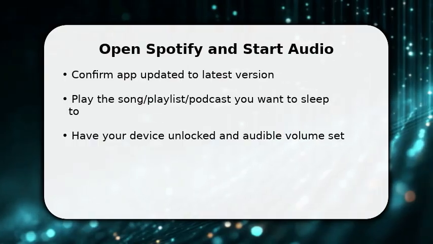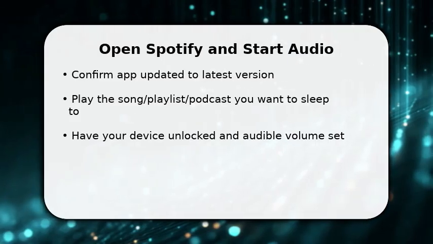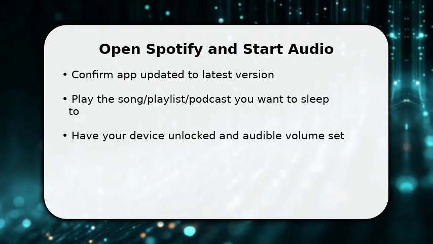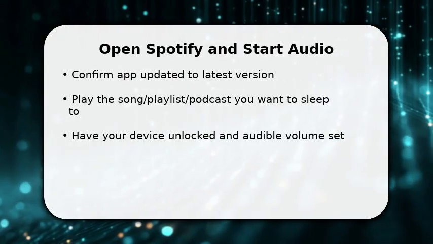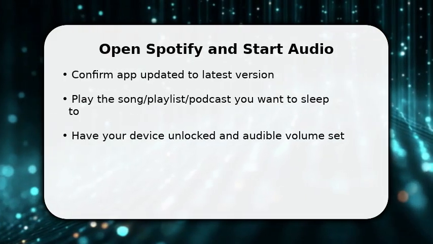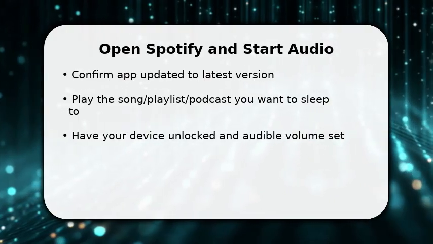You start by opening Spotify and playing the track or podcast you want. Make sure the app is updated. Old versions may lack the sleep timer. Once playing, check your device volume and lock settings so playback won't stop unexpectedly. If you use a podcast, position it where you can pause quickly.